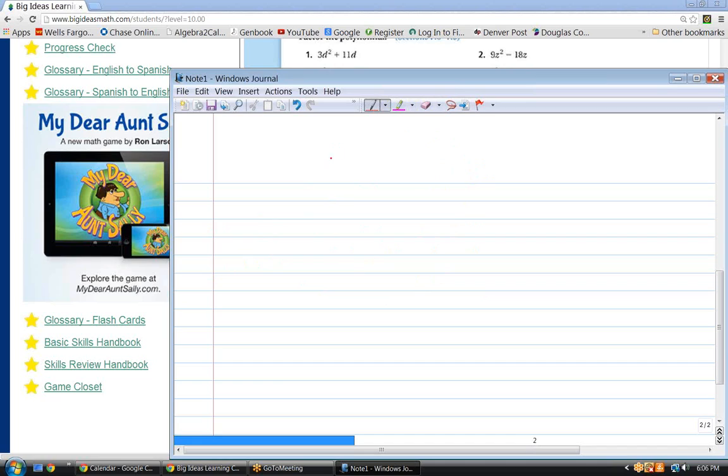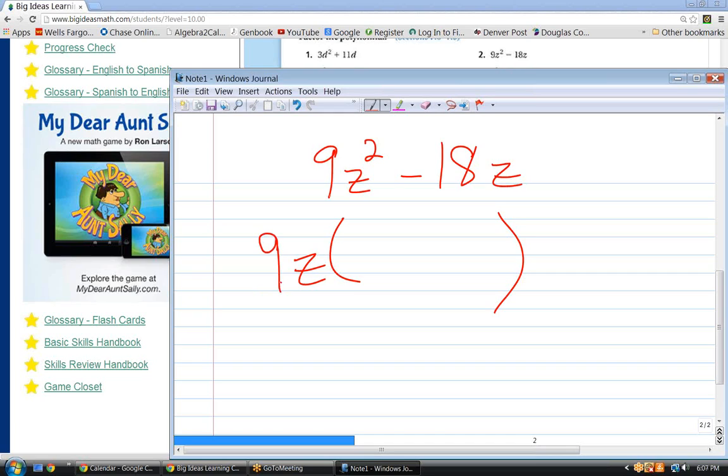So how about this one? Z. Well, that's the letter that's the greatest common factor, but there's a number also. Oh yeah. So would it be 2? Does 2 go into 9? 9Z minus 2. Okay. That's what you were trying to say? Yeah. All right.